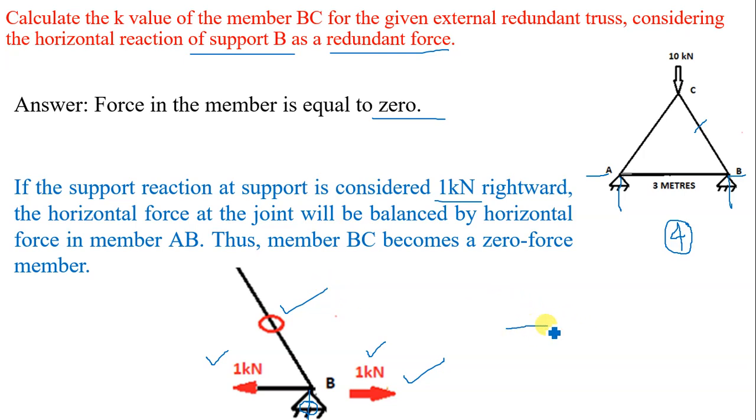Friends, here we can apply the condition which we have already used in identifying the zero force member. Here this is as good as a member force of 1 kilonewton. So here this is the force in member AB, this is the horizontal reaction, and this is the force in member BC. We know that when three members are connected at a joint and the joint is not carrying any external load, then the force in the third member is equal to 0 provided the two members are collinear. So here the force in member BC is equal to 0.